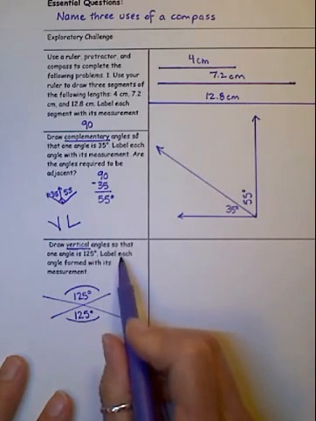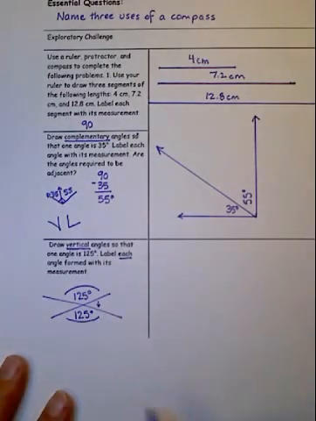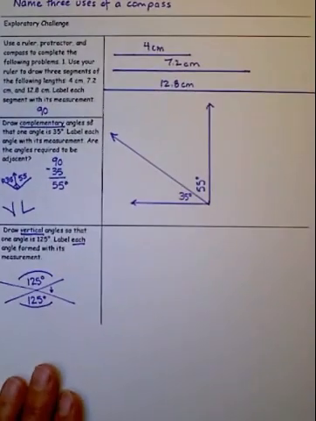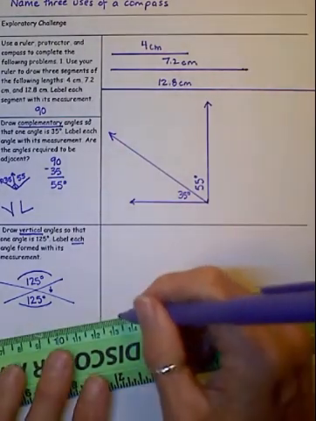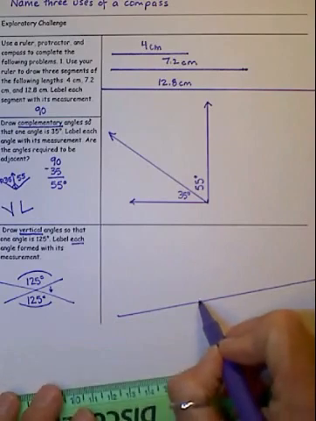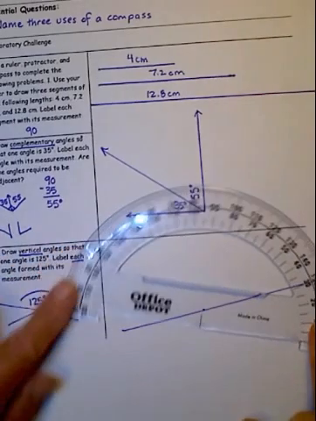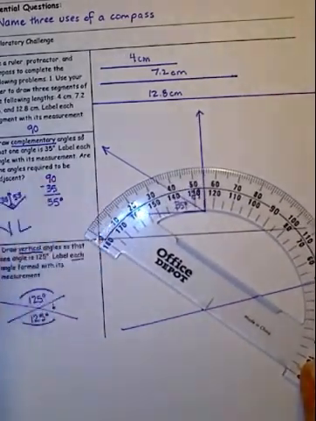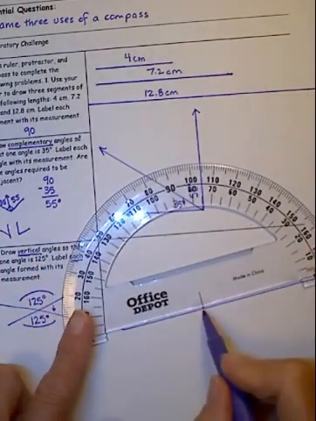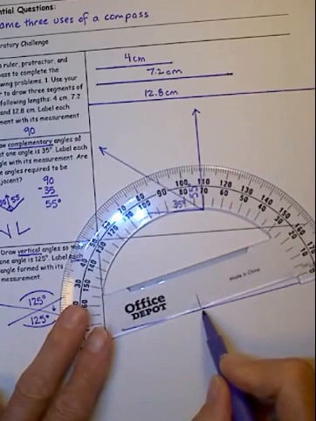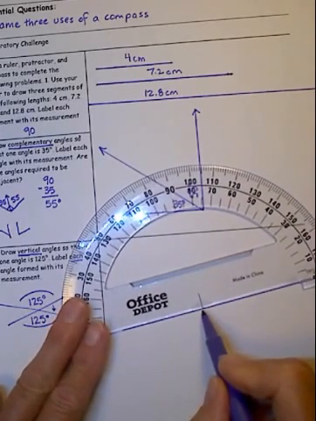And then it says label each angle formed, so then we'll have to find out what is the measure of this angle as well. Let's begin our construction by drawing a line. I'm going to mark where the intersection will be, and then I need to mark this angle correctly so that it is 125 degrees. So I'm going to line up my mark with the mark on the protractor. I'm going to level off the protractor with the segment that I've drawn.